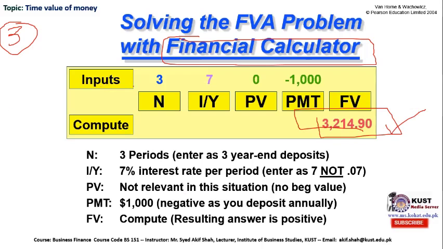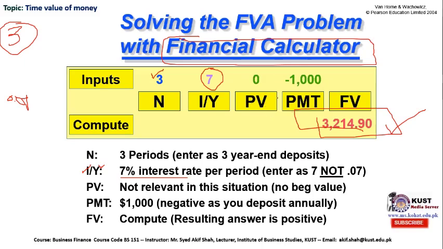Now what are these? You are required to input data. In the place of n, press n, which represents 3 periods, as there are 3 year-end deposits. So put the value 3 over here. I/y represents interest or yield, which is 7% in our given case. So you can put in 7 over here. You are not required to convert it into 0.07, because the financial calculator is programmed to understand that 7 represents a 7% compound interest rate.